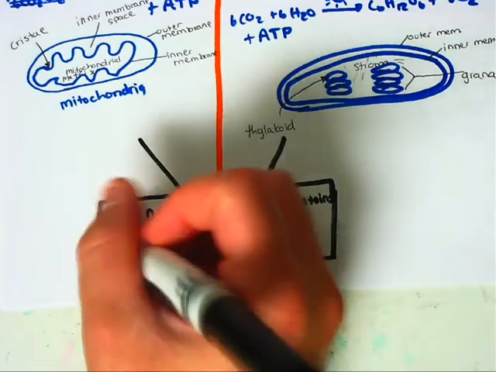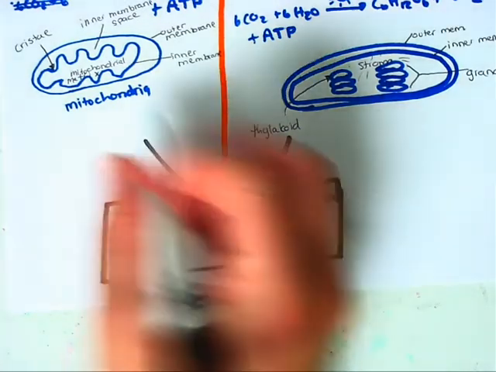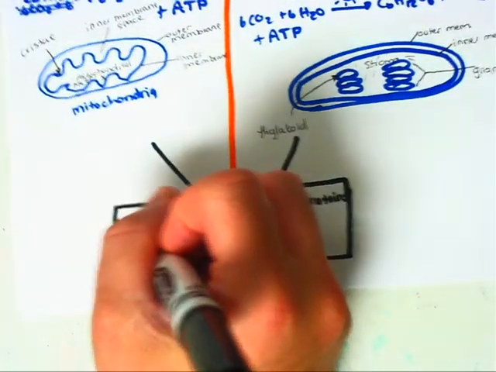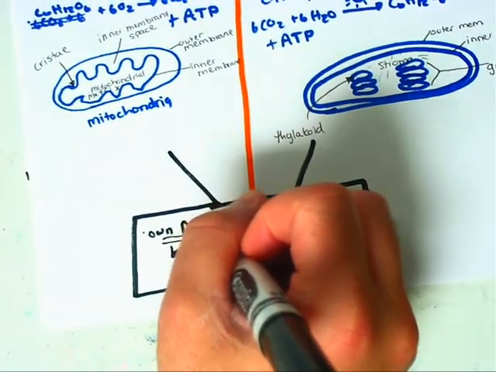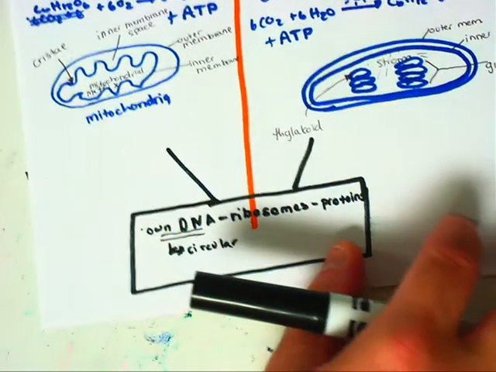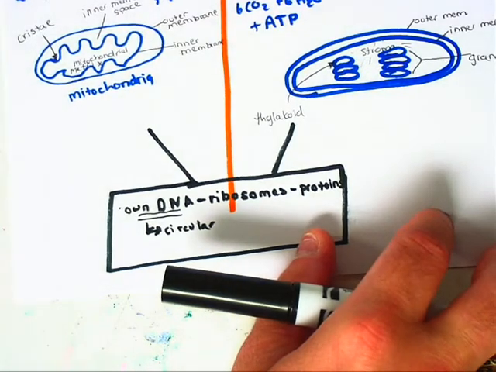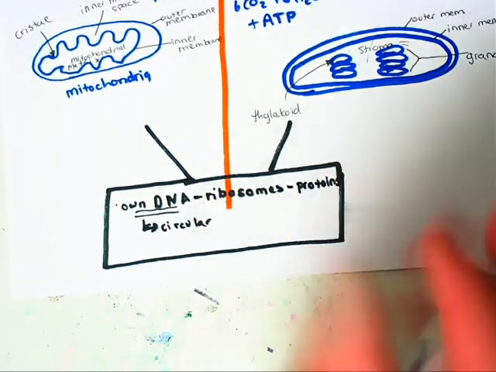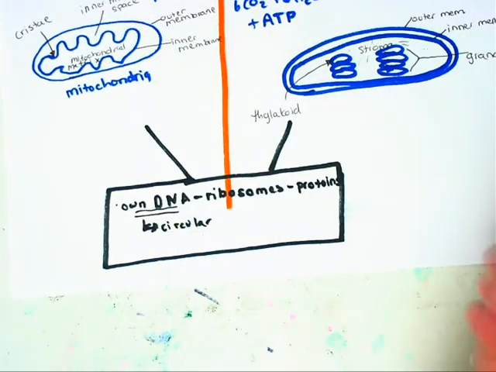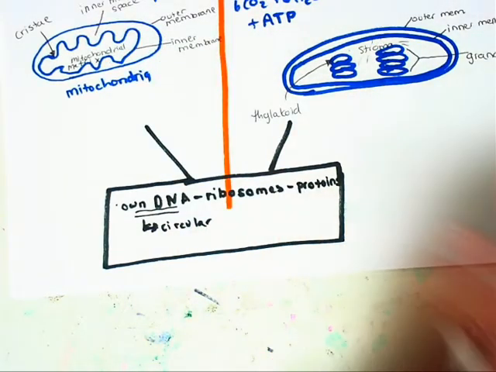And here's a one-up on that. That own DNA that we're talking about having in both a mitochondria and a chloroplast, it's circular. Do you know who else has a circular DNA? Bacteria. Bacteria have circular DNA. And why is that? That's a good point. Mitochondria and chloroplasts, if you start looking at them, they look just like a bacteria.